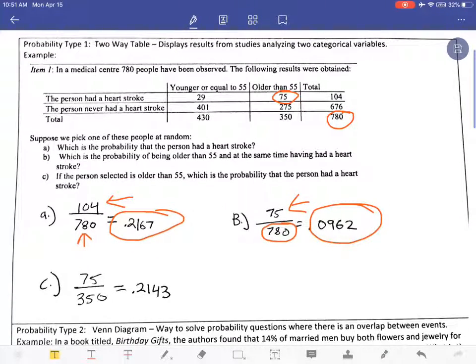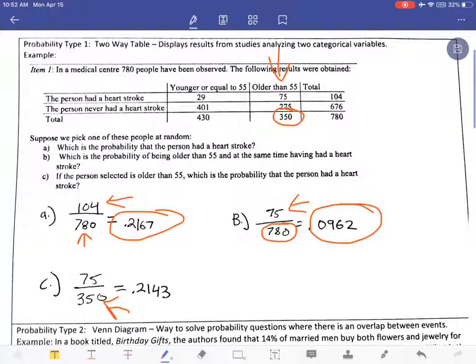Okay, so now moving on to part C, it says if the person selected is older than 55. So that first part, that's a restriction. That means that we're only going to look at people that are older than 55. So our total is going to go from this column right here, and we're going to use that 350 and put that as our denominator.